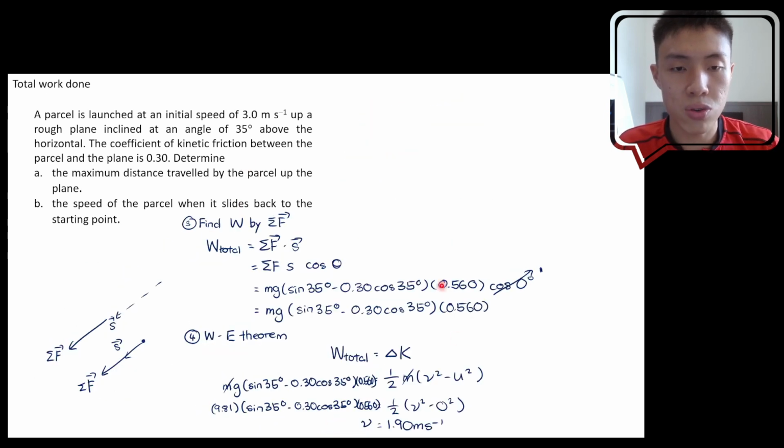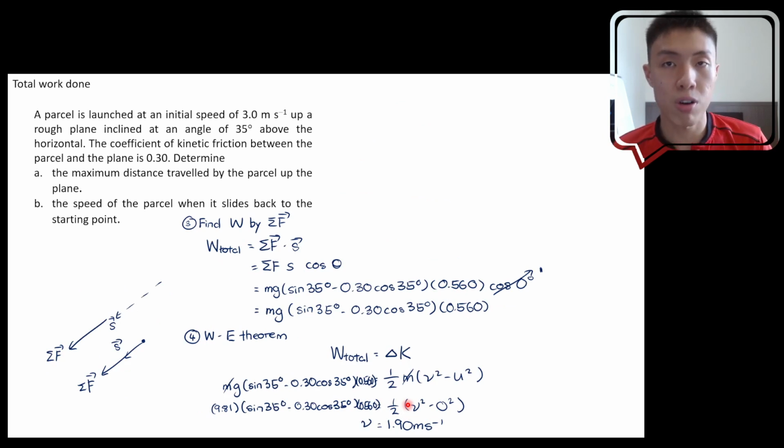So use 0.560 in question B to find the work total. Then from there, you are able to find the final speed to be 1.90 meter per second. And that's how we use the work energy theorem to solve this problem over here.